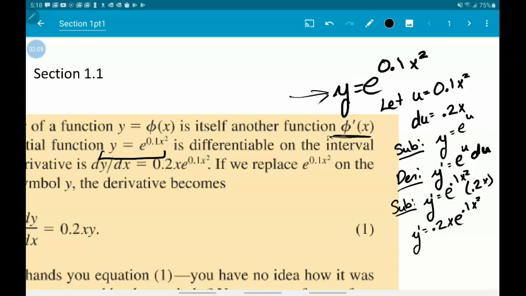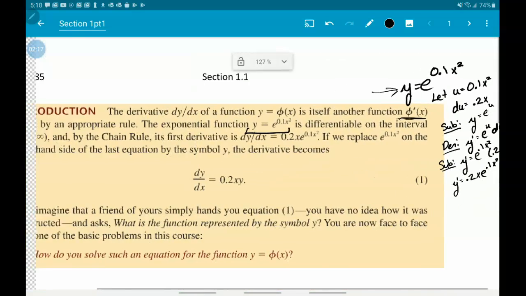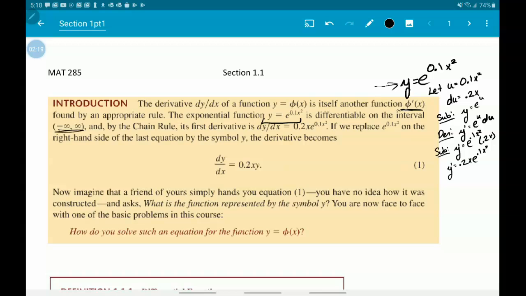Now, we started with a function. This thing is differentiable everywhere. So it's differentiable on the interval from negative infinity to infinity, which is what they're talking about there. When we take the derivative, we do get another function. Notice this is in terms of x, because x is the independent variable.